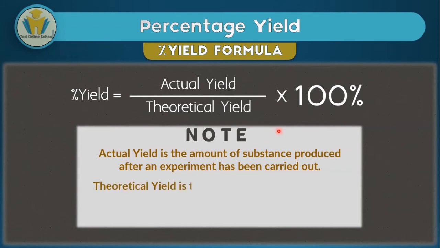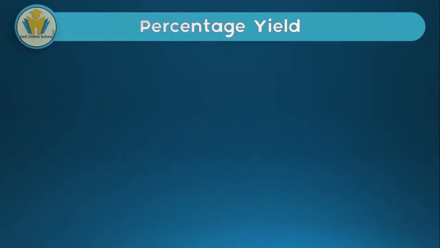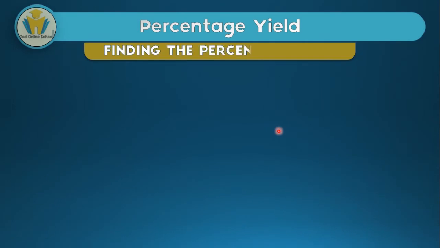Theoretical yield is the calculated yield, or simply the amount of substance that is supposed to be produced if the experiment is ideal. When we say ideal, we just mean 100% efficient, meaning there are no errors, there's nothing disturbing the chemical reaction. Unfortunately, this is rarely the case. Hence, your yields or percentage yields will be less than 100%. They might be close, but they'll usually be less than 100%. Let's get to a question and understand how we can find the percentage yield.